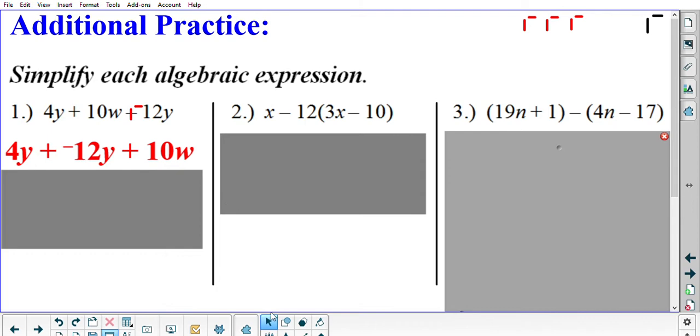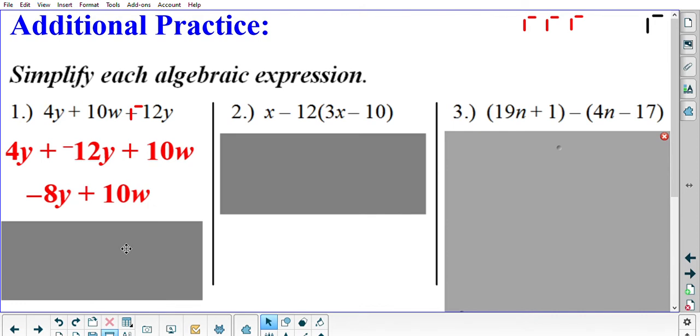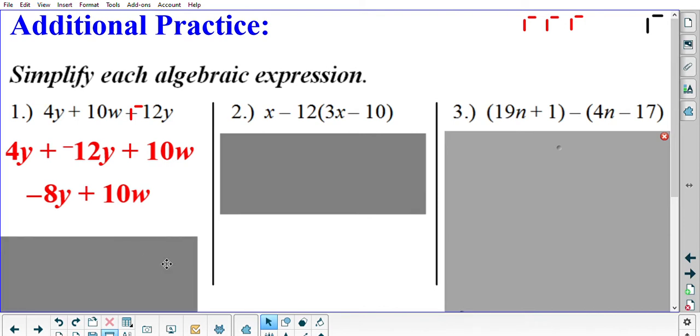4y and negative 12y, they are the like terms. That's going to give you negative 8y because a positive plus a negative, you subtract in your head, and we still have plus 10w. Notice the 10 has a w, the negative 8 has a y. They are not the same variable, so they are not like terms. So that's as far as you can go.